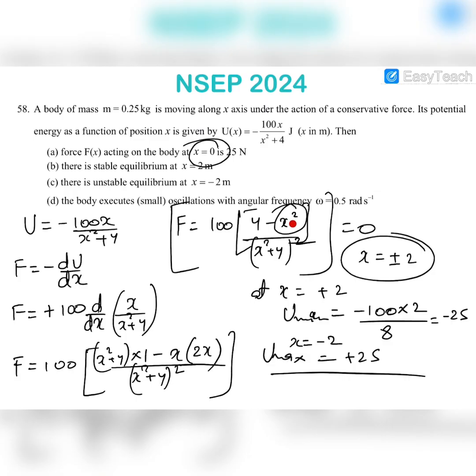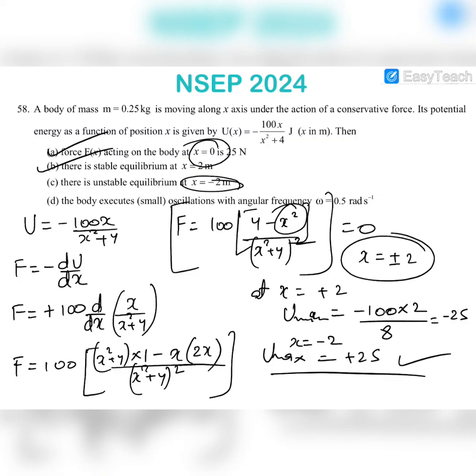First of all, at x is equal to 0, you can substitute x is equal to 0. The force will be 400 upon 4 square. So 400 upon 16 will be 25. So option A is correct. Now at x is equal to plus 2, you can see that potential energy is minimum, so it will be the stable equilibrium position. And at x is equal to minus 2, potential energy is maximum, you can see.